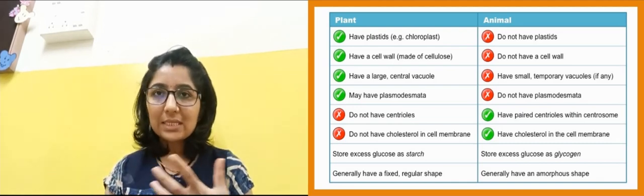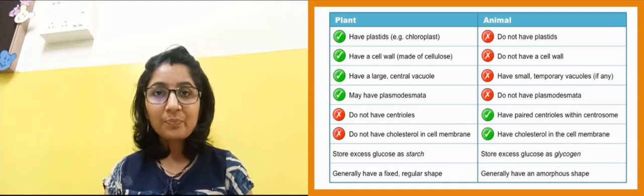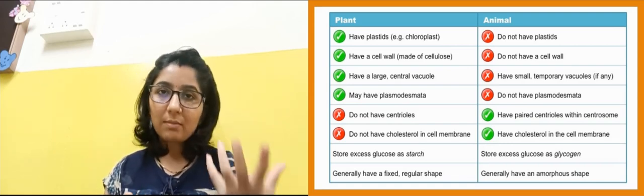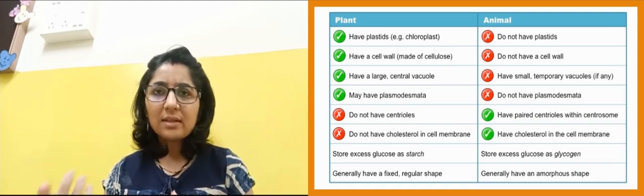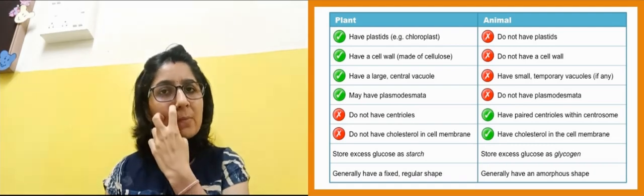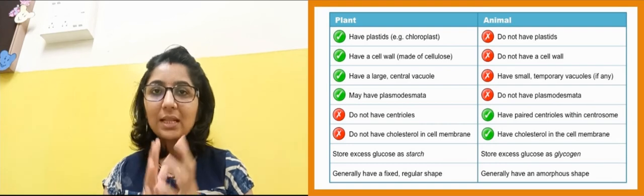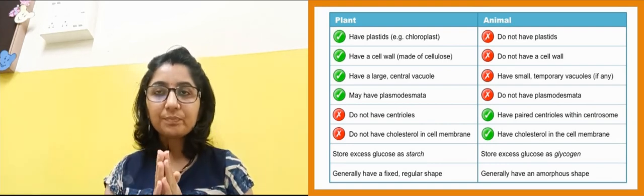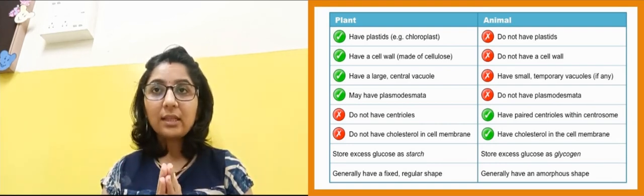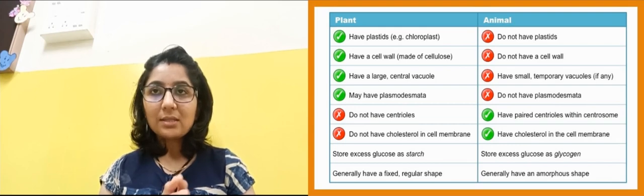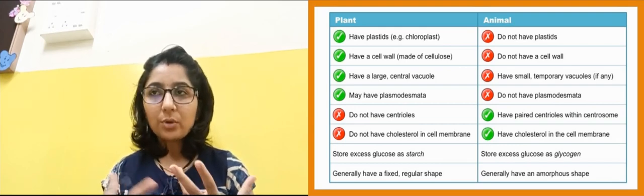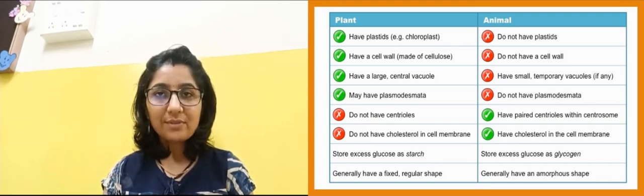It is not necessary that there will be vacuoles in animal cells. In some animal cells there might be vacuoles, in some there may not be, so it is not compulsory, but in the plant cell the vacuoles will be present and they will be large. Then plants have plasmodesmata. We have not learned this, so we will just leave it.